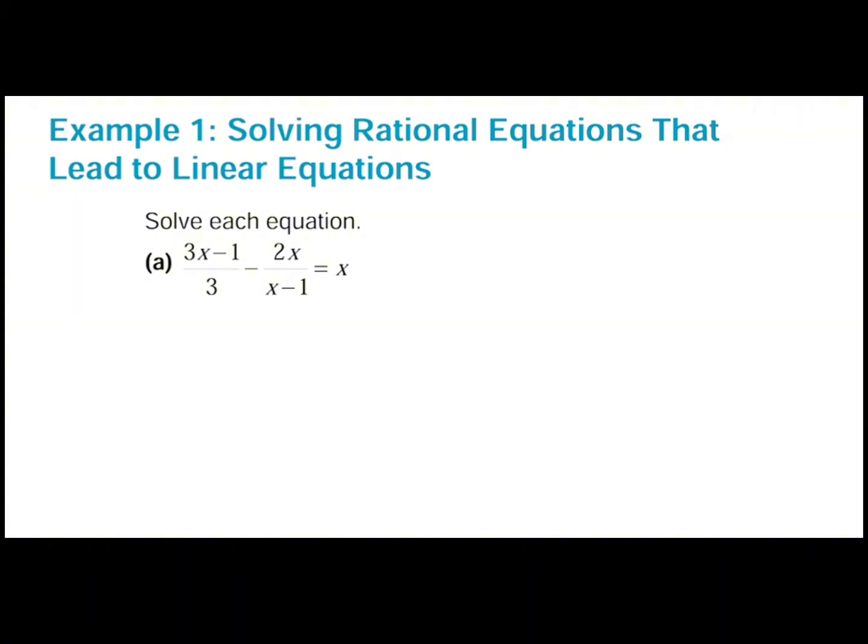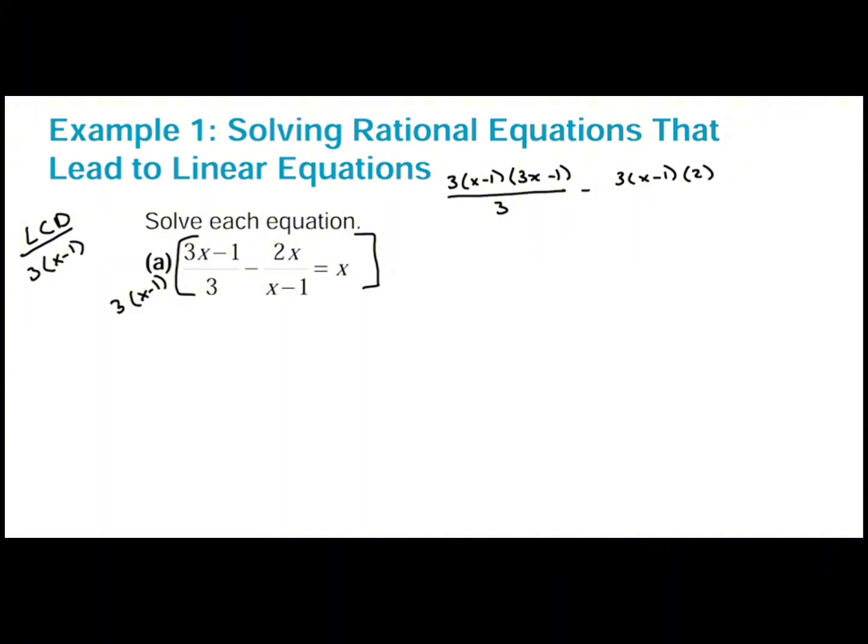First example says we have (3x minus 1) over 3, minus 2x, all over x minus 1, is equal to x. Now, when we look at the LCD of this one, we look at the denominators. So we have a 3 and we have x minus 1. So the only LCD possible would be 3 times (x minus 1). Now we're going to take that LCD and multiply it throughout the whole equation. So we have 3 times (x minus 1) times (3x minus 1) all over 3, minus 3 times (x minus 1) times 2x, all over x minus 1, which is equal to 3x times (x minus 1).